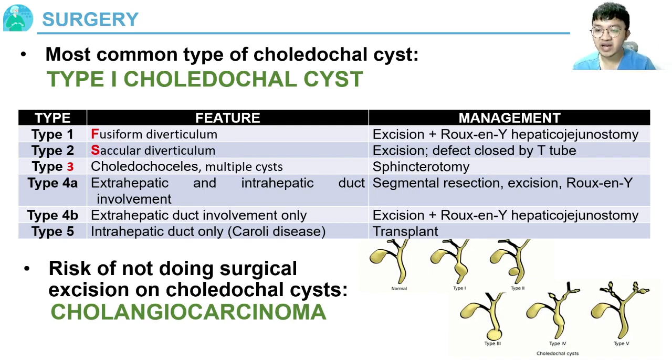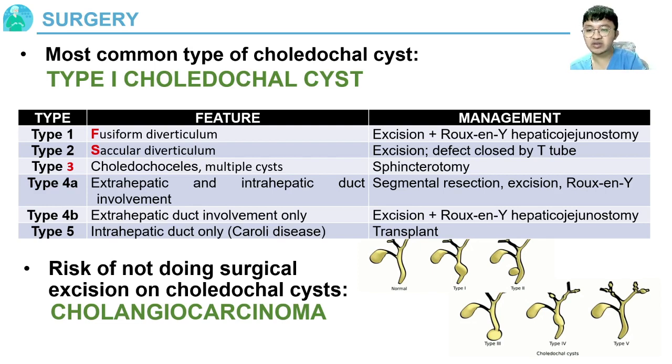4A, 4B, and 5, please bear with me. 4A is extra and intra. 4B is extra only. 5 is intra only, or Caroli's disease. So for 4A and 4B, you do a Roux-en-Y also. You excise and you resect. For type 5, because it's intrahepatic, and especially if it's in Caroli's disease, you should do transplant.